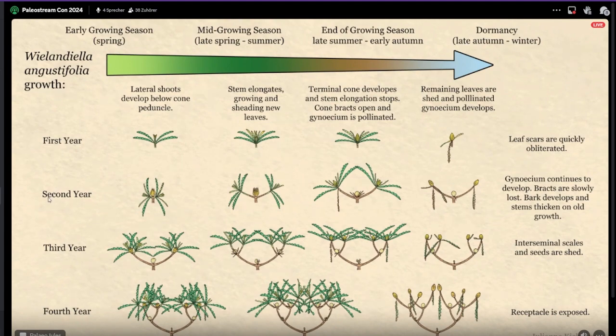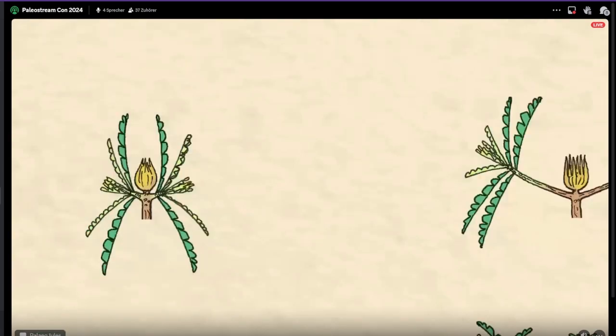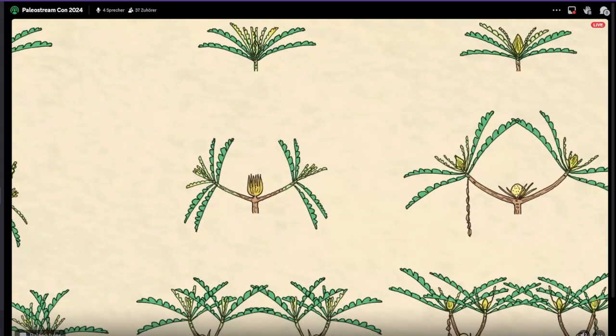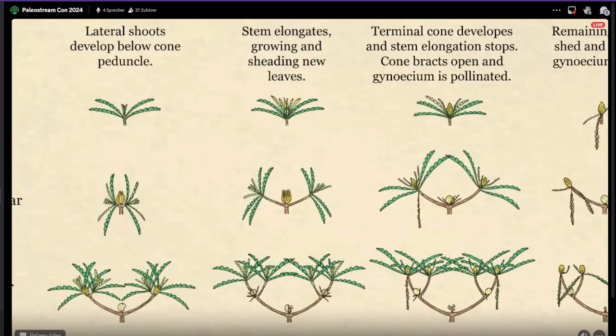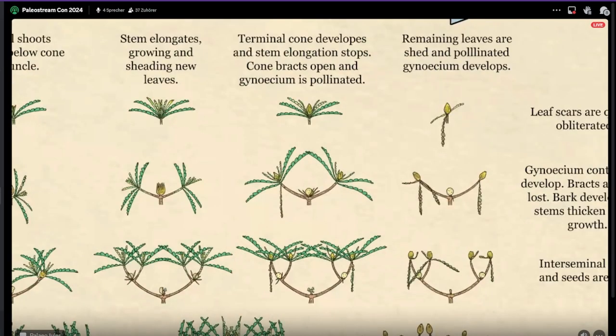Then in the second year, the cone overwinters, and that is probably when the micropyle grows down to the seeds. So there is a delay before they start developing their seeds. And you get these little nodes which form underneath the cone, which then grow into the next order of branches. During the second year, these bracts would have basically just dried up and dropped off slowly, eventually exposing the cone.